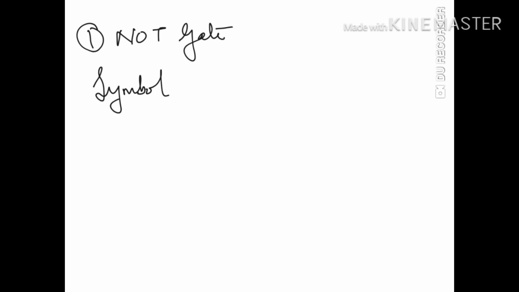Now, in the NOT gate, first of all, let's discuss the symbol. So, the symbol for this is this. This is the most basic gate, with one input and one output. It produces 1 as output if the input is 0 and vice versa.